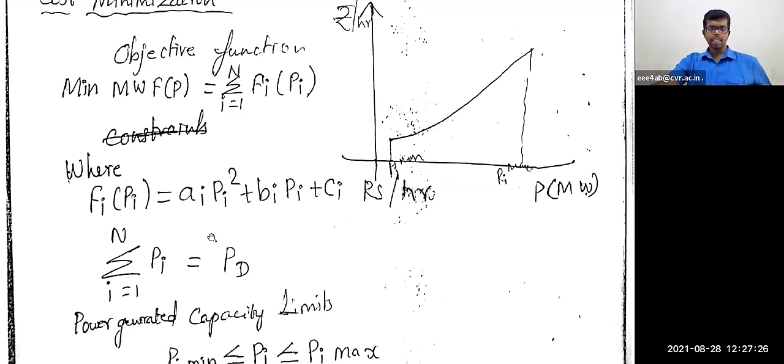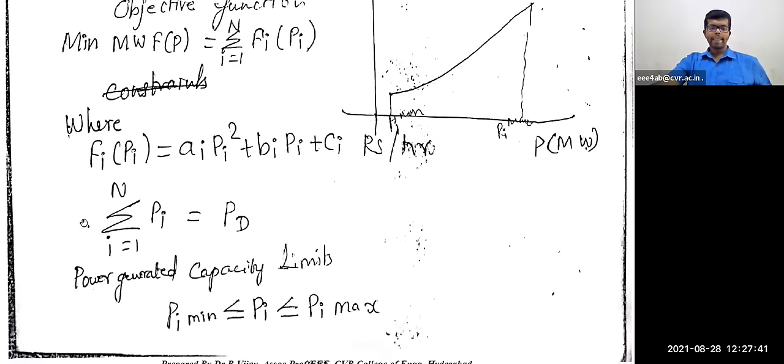So what is power balance constraint? Whatever the generation that is happening, that equals the power demand. That is nothing but summation i equal to 1 to n, Pi is equal to PD. Okay, so next is the limits.